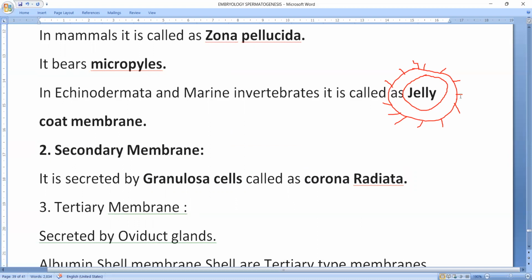Now if this is there, covering it there is another membrane on top of the vitelline membrane. That membrane is generally regarded as the secondary membrane. So in mammals it is called corona radiata. So this is zona radiata, or vitelline membrane, or primary membrane, or zona pellucida. Immediately after that, there will be another membrane secreted by granulosa cells, that is called corona radiata.